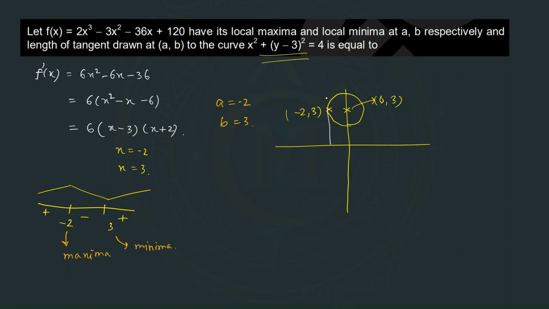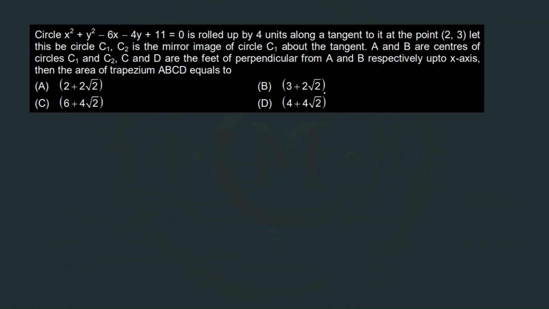The tangent drawn will be parallel to the y-axis. So the length of the tangent will be simply the y coordinate of this point (-2, 3), so 3. That means 3 is the correct option for this question. I hope you understood this question. Let us see the next question.